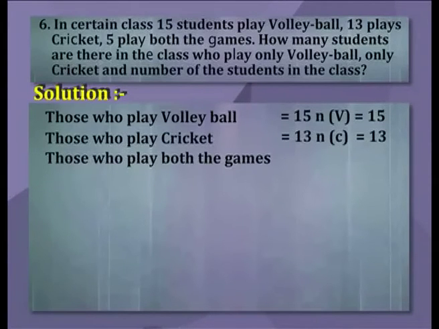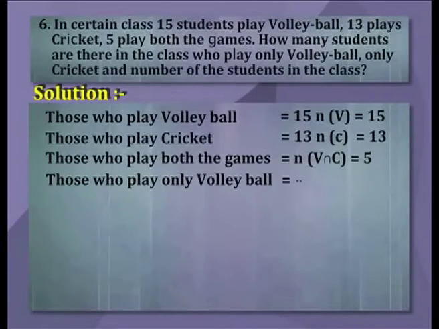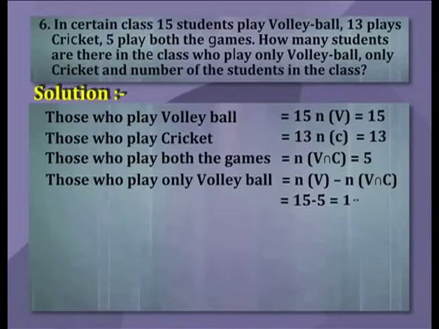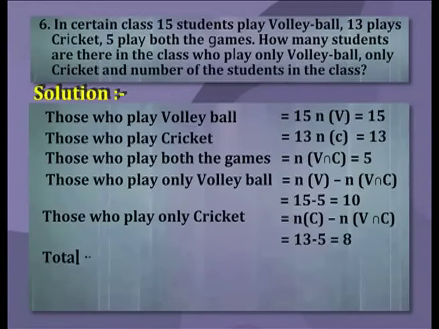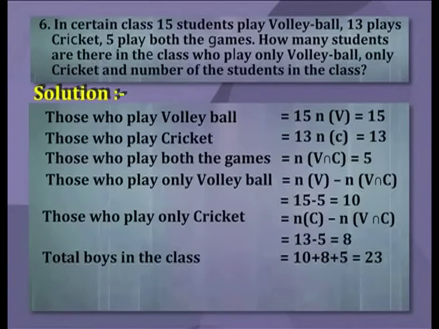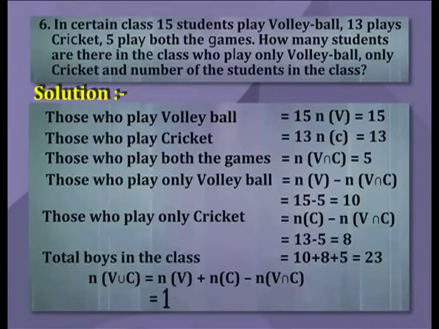Those who play both the games is equal to n(V intersection C) is equal to 5. So those who play only volleyball is equal to n(V) minus n(V intersection C), which is equal to 15 minus 5, which is equal to 10. Those who play only cricket is equal to n(C) minus n(V intersection C), which is equal to 13 minus 5 is equal to 8. Total students in the class is equal to 10 plus 8 plus 5, which is equal to 23. n(V union C) is equal to n(V) plus n(C) minus n(V intersection C), which is equal to 15 plus 13 minus 5, which is equal to 23.